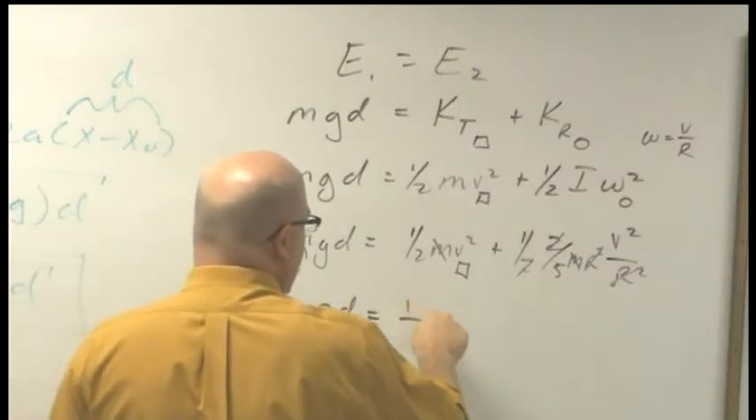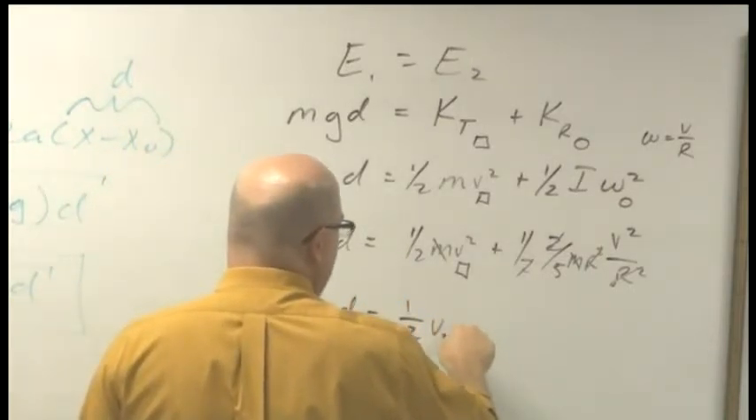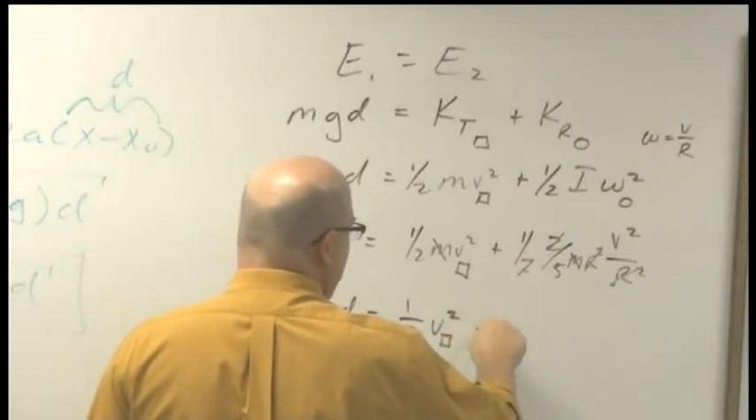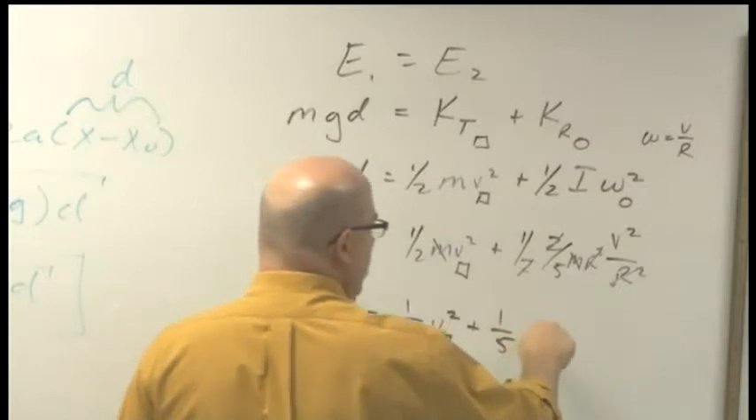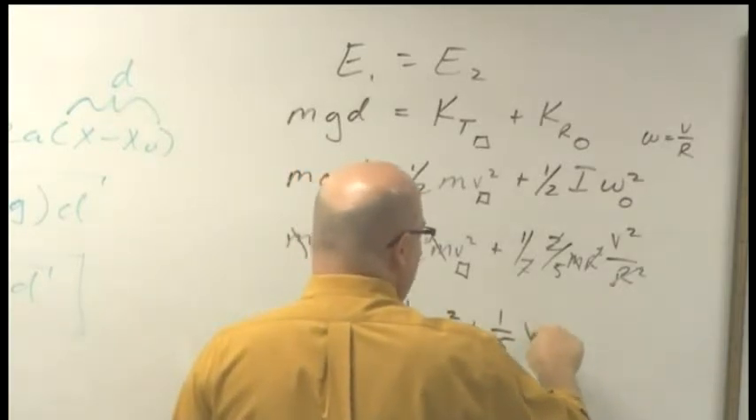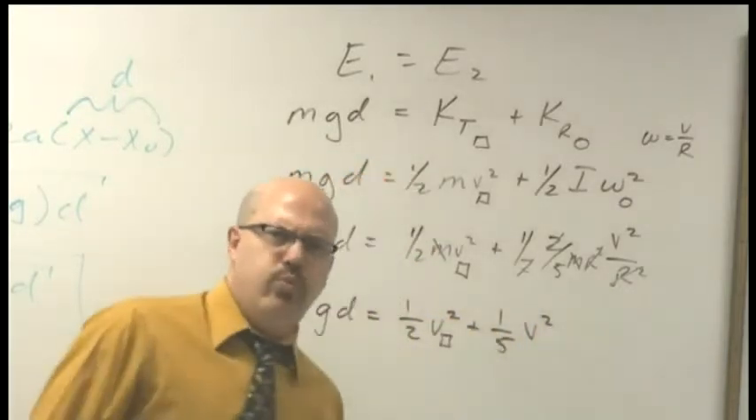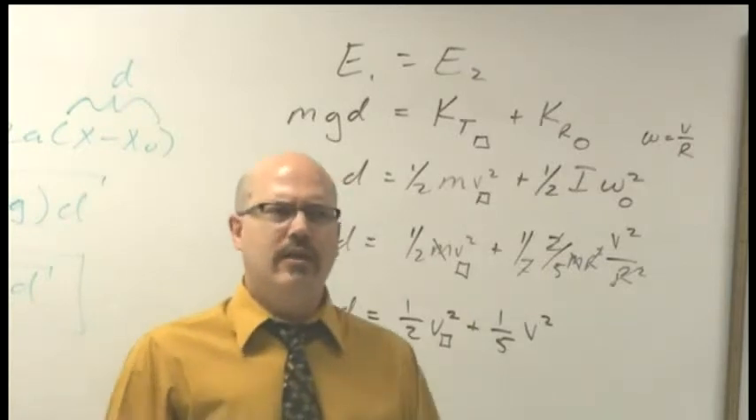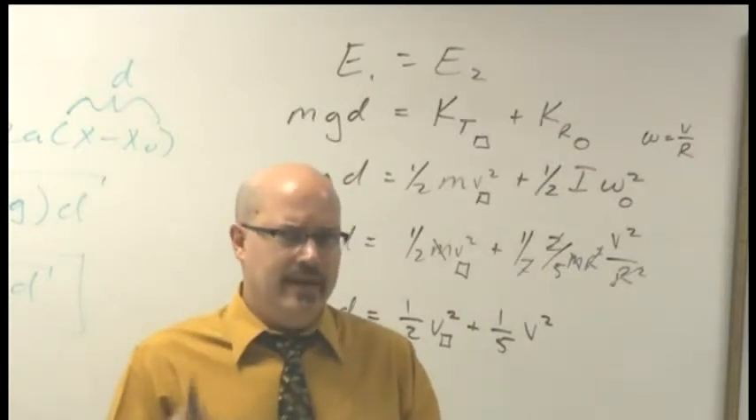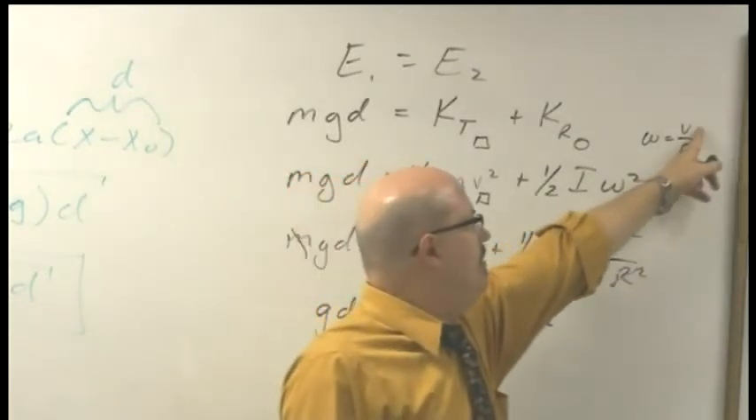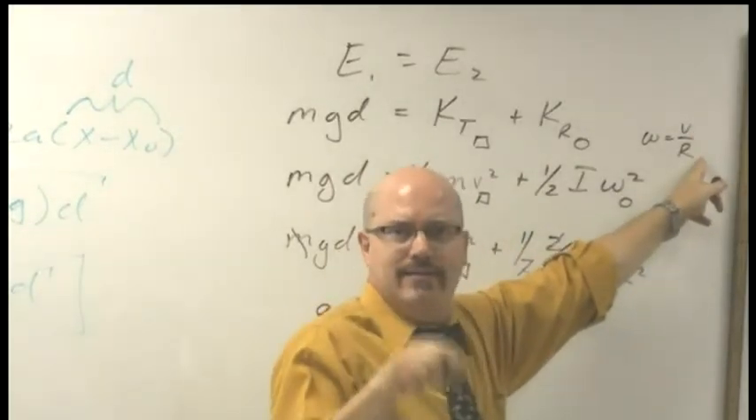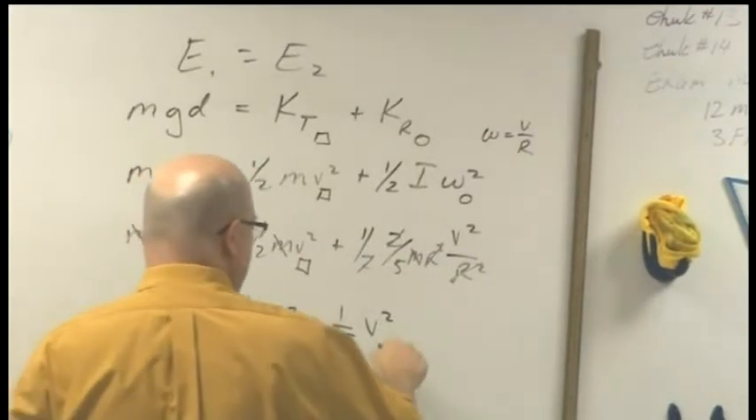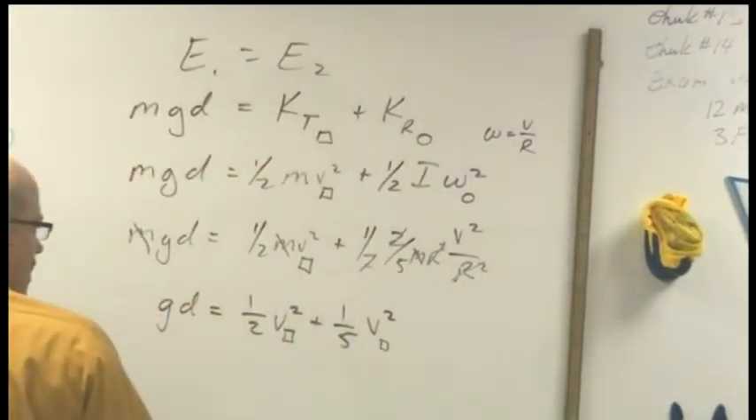gD equals 1/2 v of the box squared plus 1/5 v squared of... Is that v squared of the box? Are they the same v's? Yes, because the speed at which the rim of the pulley is rotating is the same as the box descends, right?